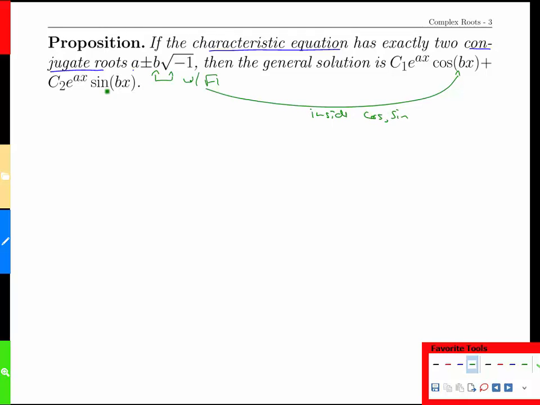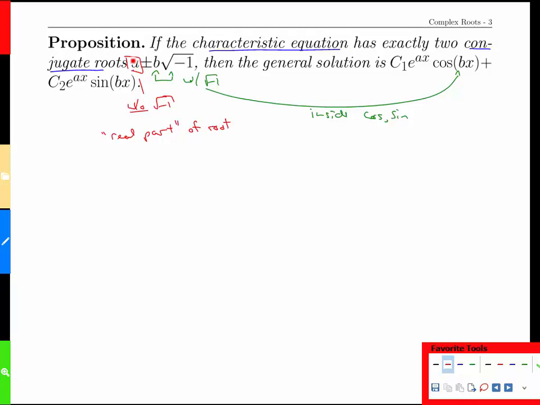So we're going to get two solutions. Because we have two roots, we'll get two solutions. One's going to be a cosine, one's going to be a sine. The order doesn't matter, we just usually go cosine first. The other part, the a, well, this is without the square root of negative 1, or what was called the real part of the root.